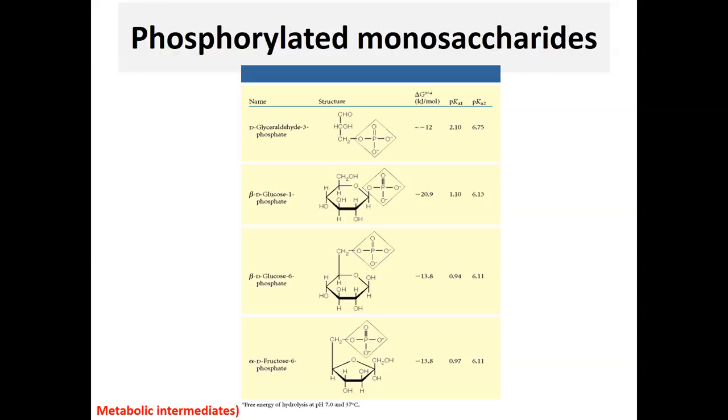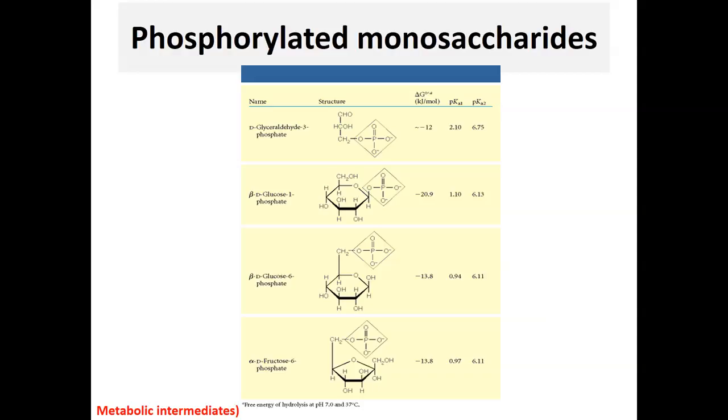So here, I have phosphorylated forms of sugars. For instance, this is glycerol 3-phosphate, which is an intermediate of glycolysis, or any metabolism where you have those intermediates. Like here, glucose 1-phosphate, in glycogen glycolysis, and then glucose 6-phosphate, you see that in glycolysis. Okay, so now you have fructose 6-phosphate, you also see that in glycolysis.